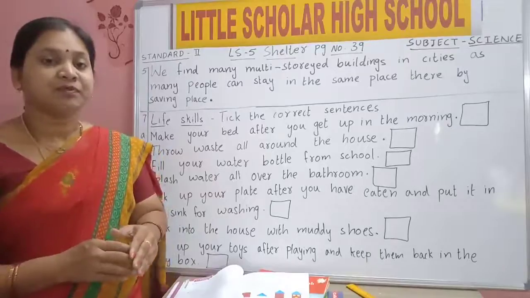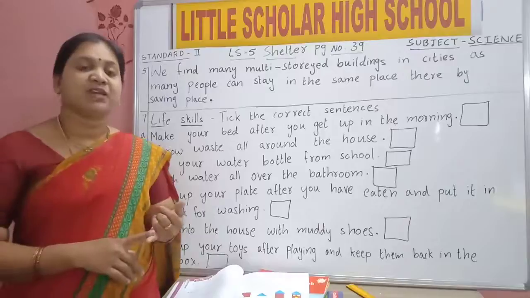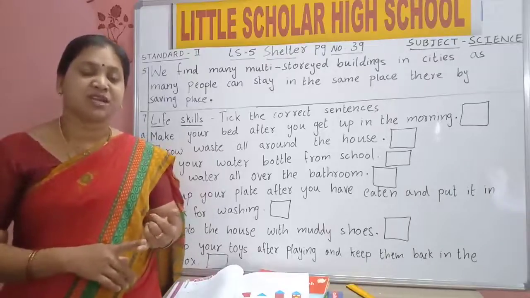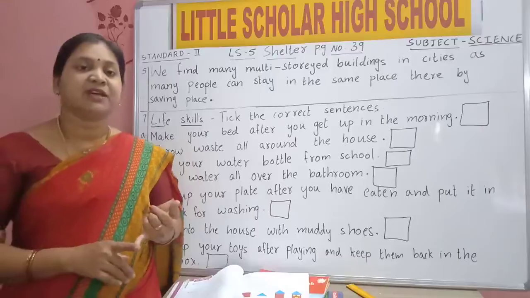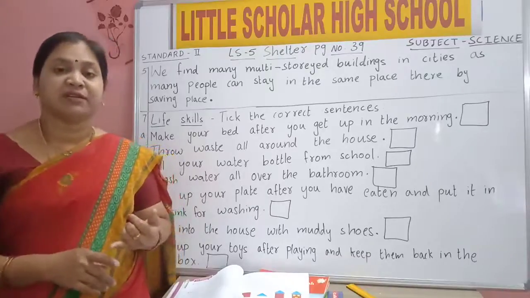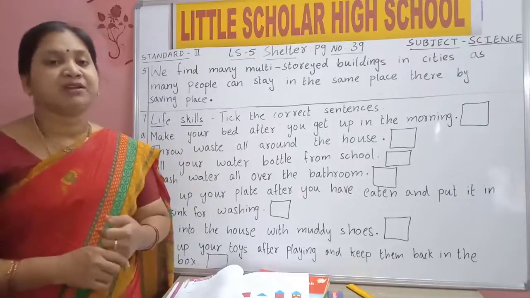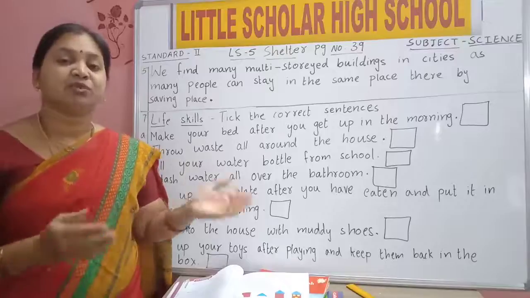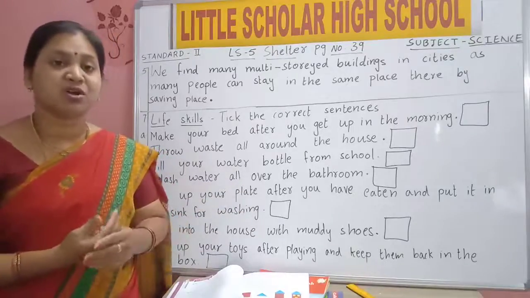So pakka house, kacha house, and we have also learned different types of houses. That house on wheels. What is that house on wheels? Caravan, tents, houseboats, igloos. All these are temporary houses. Yes, they can be moved from one place to another. Caravan is a house on wheels.